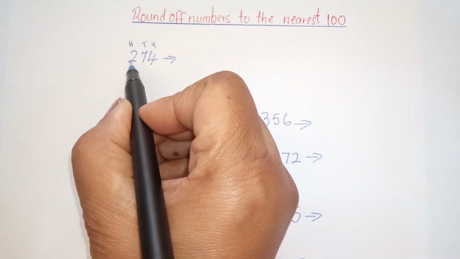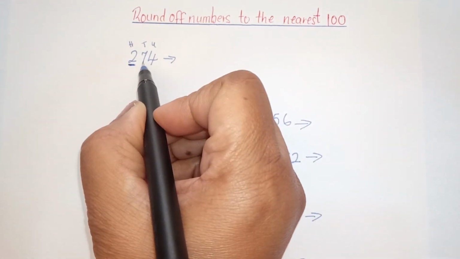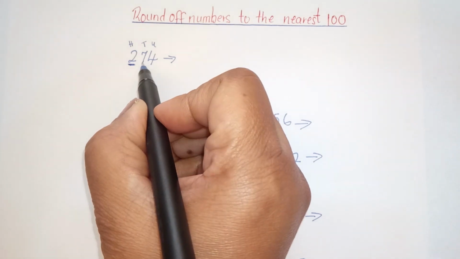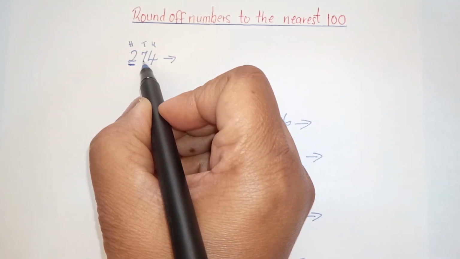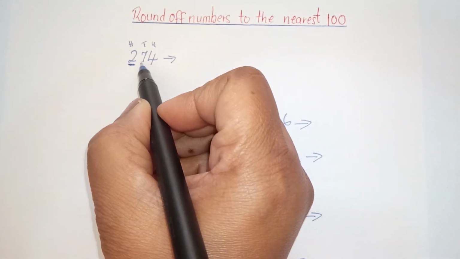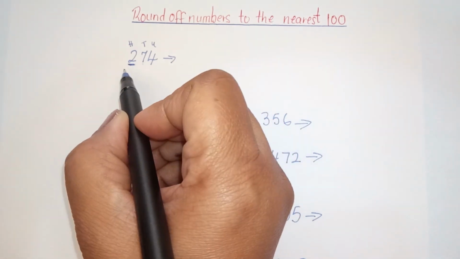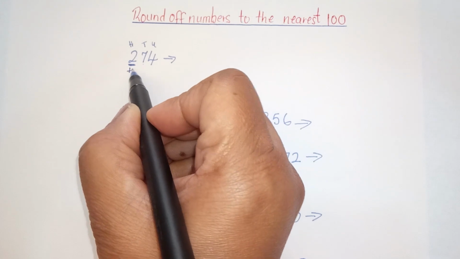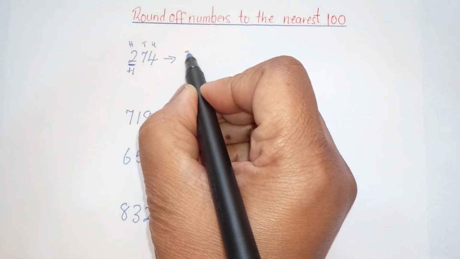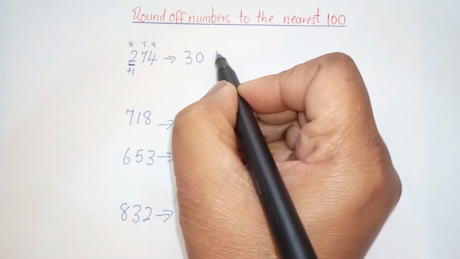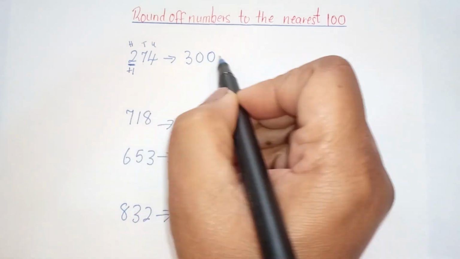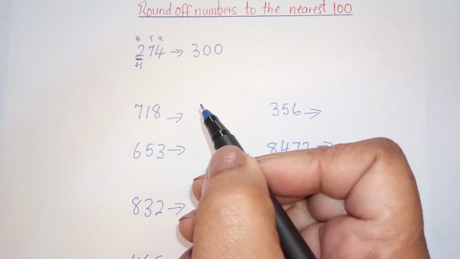Okay, so we say 2 is the hundreds spot, then look at the number next to 2, which is 7. If the number next to it is 5 or more than 5, it can give 1. So we say 2 plus 1, so 2 will become 3, and 7 becomes 0, and 4 will become 0. Okay, let us take this example.